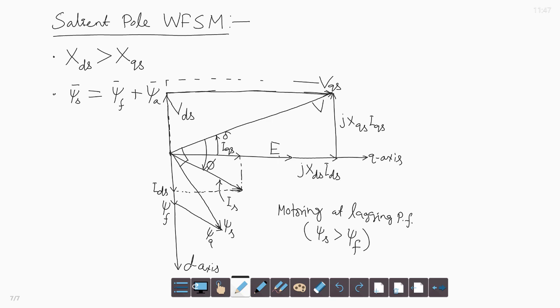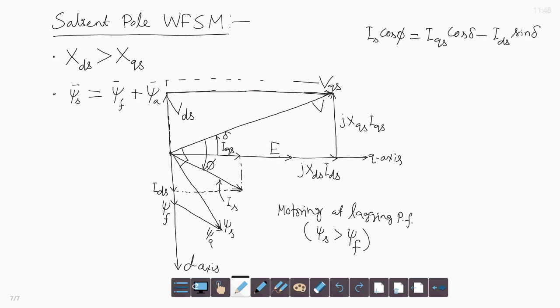From this phasor diagram we will do the analysis. You can see the component of Is along V is Is cos phi. As you can see from this phasor diagram, it is equal to Iqs cos delta minus Ids sin delta. You can see this by resolving the components.